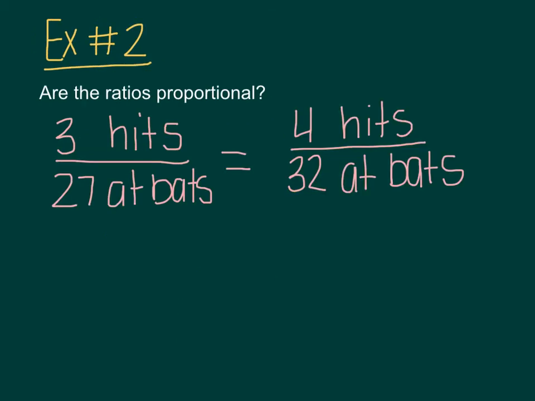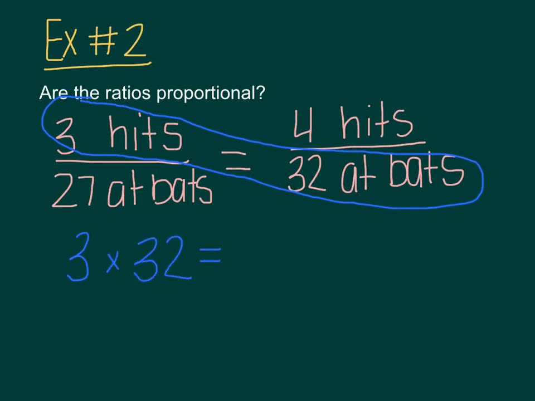Okay, number 2. Are the ratios proportional? So we have 3 hits to 27 at-bats for our first ratio, and then the second ratio is 4 hits to 32 at-bats. Now here's how we find out if two ratios are proportional. We look across. So we look at 3 hits and 32 at-bats, and all we do is multiply those numbers. So I multiply 3 times 32, which equals 96.